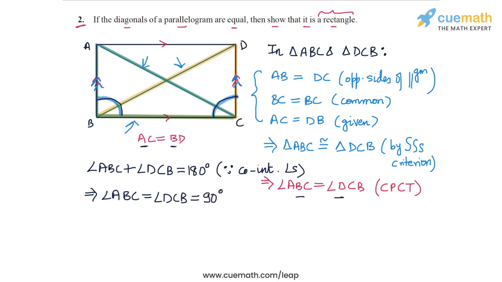So we have proven that the angle at vertex B is 90, the angle at vertex C is 90, and because ABCD is a parallelogram, the remaining two angles will also be 90. So the angle at A and the angle at D will also be 90, and this proves that ABCD is a rectangle. So ABCD is a rectangle is what we can conclude now. And with this, the proof to question 2 is done.